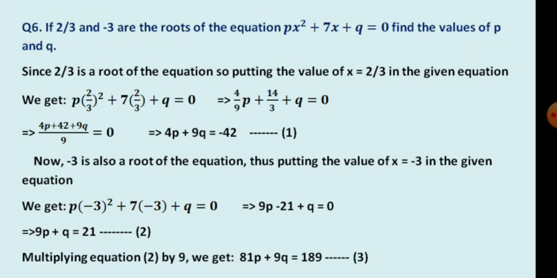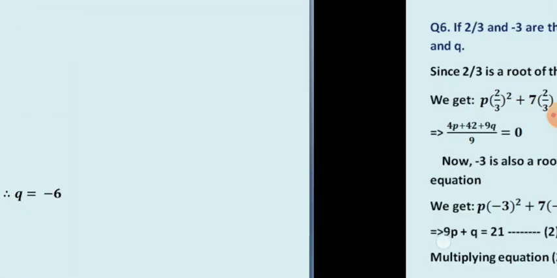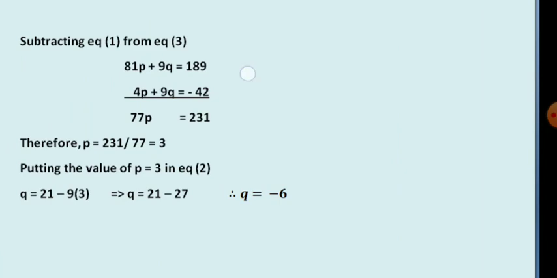Now see, in the simultaneous equation we know that we have to cancel one of the variables. So in order to make one of the variables equal, here in the first equation we have 9q, in the second equation we have only q. So multiplying the second equation by 9 we can get 9q. So multiplying equation 2 by 9 will get 81p plus 9q equals to 189. Now subtracting equation 1 from equation 3, that is 81p plus 9q equals to 189 and 4p plus 9q equals to minus 42. So 9q and 9q get cancelled. 81p minus 4p will get 77p, and here 189 minus minus 42 will become plus 42, hence we'll get 231. Therefore p equals to 231 divided by 77, which is equal to 3.